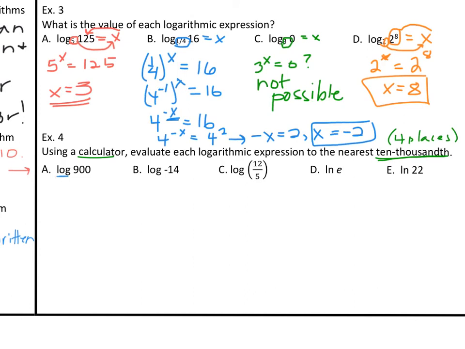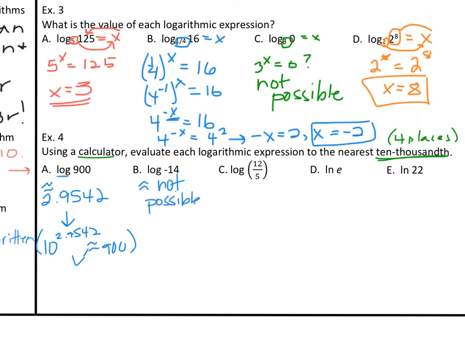All right, the first one is log 900. You literally type the log button, enter 900, press enter, and you should get approximately 2.9542. So what that means is 10 to the 2.9542 power is approximately 900. So that's just kind of a check for that result. It's another way to evaluate that exponential statement, but just using your calculator. Now, if we try log negative 14, enter that in, you're going to get error on your calculator. Not possible. We cannot take the logarithm of a negative number.